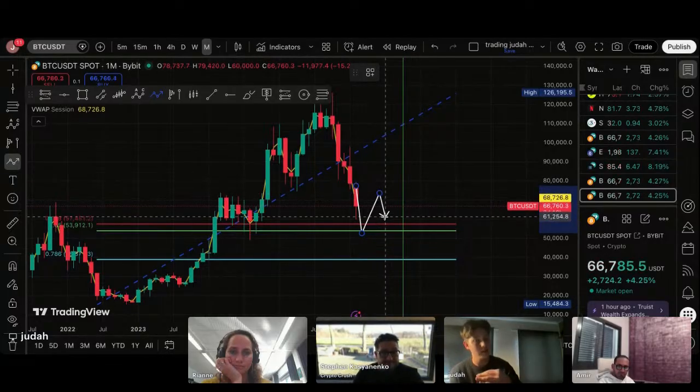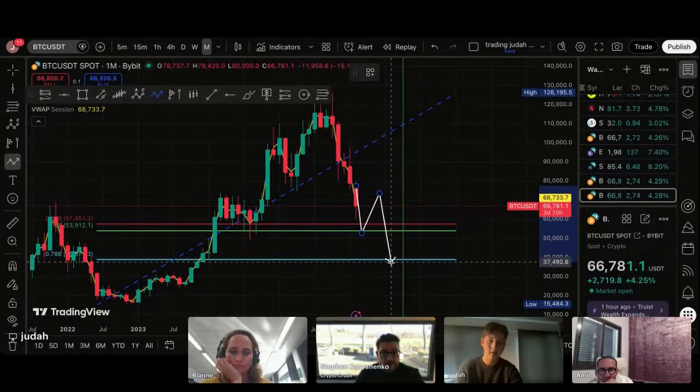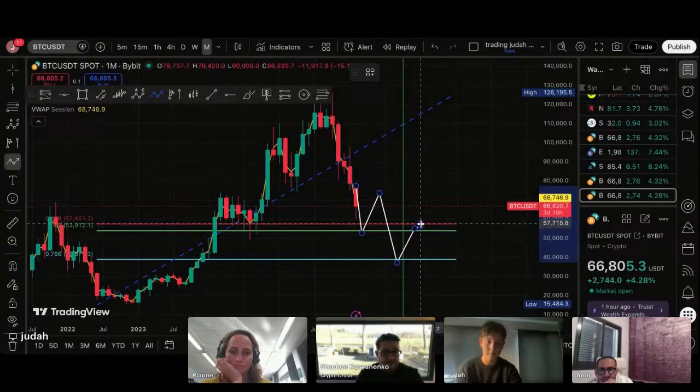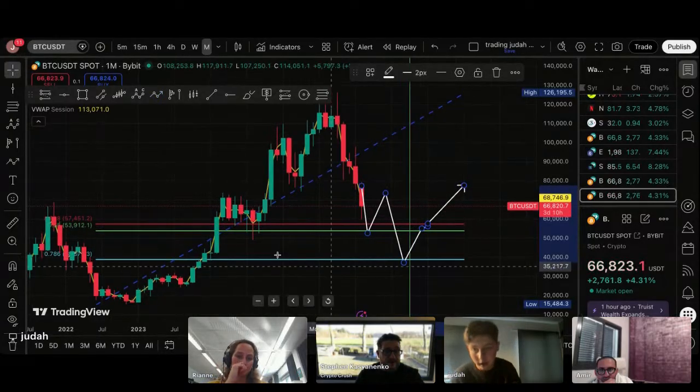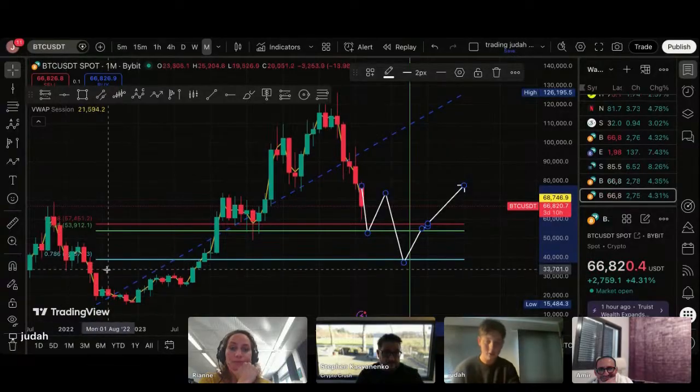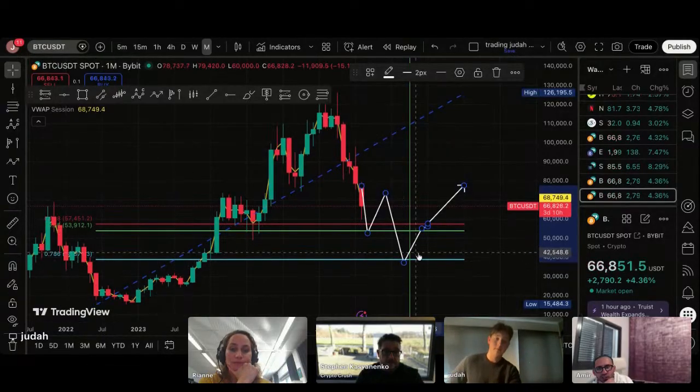Then what I think is going to happen is we just make a lower high again, and right here, this is going to be the bottom, in my opinion. All right, so I drew it out right here. This is the 786.